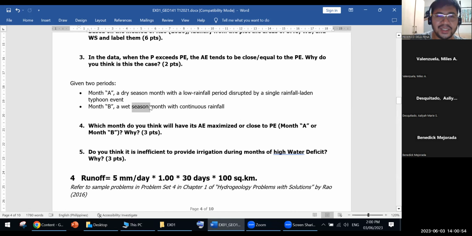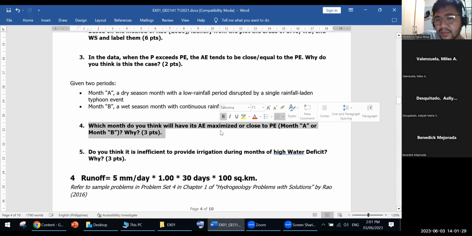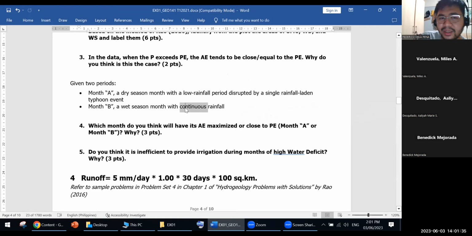And then, for question number 4, you have a scenario. Month A is a dry season with little rain, but you have a typhoon. And scenario B, you have a wet season with continuous rainfall. So which of these months do you think will have the maximum potential evapotranspiration? Month A or month B? Why? For this question, just keep in mind that potential evapotranspiration only maxes out when your surface always has water. It's not about the amount of water, but about the land area being continuously covered by water.